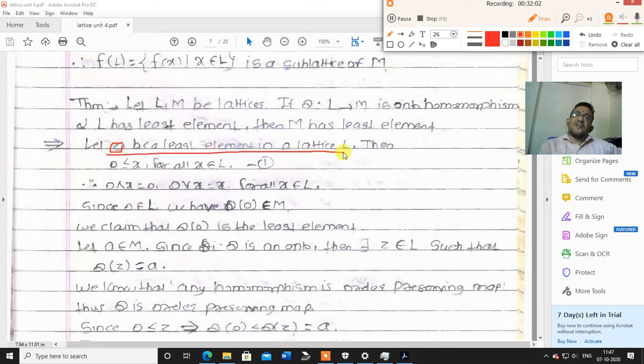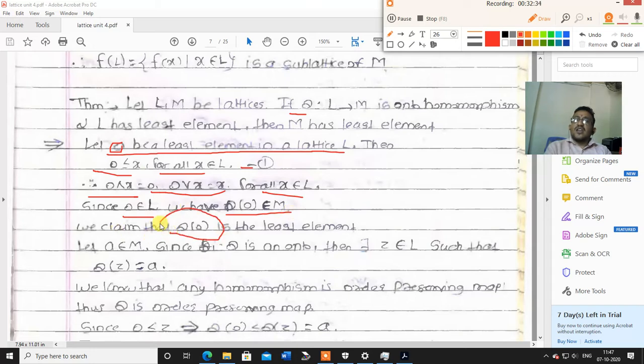Okay, so let 0 be a least element in lattice L. So by definition of least element, this least element is related to every element in lattice L. We can say that 0 is related to x for all the elements of L. Say the equation 1. So that we can say that 0 meet x is equal to 0 and 0 join x is equal to x for all the elements x. Okay, so since 0 is the element of L, आता थीटा काय दिलं फंक्शन, you can see that theta of 0 is also the element of M.